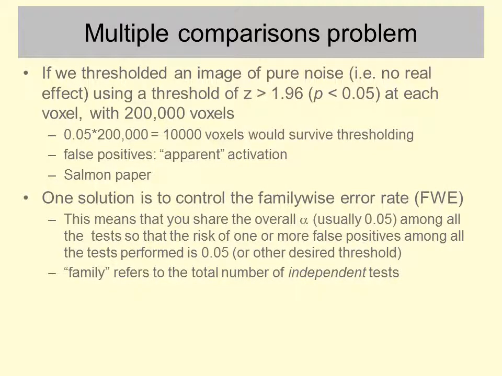Now, one solution that you might be familiar with from your behavioural data analysis with SPSS is to control the family-wise error rate, where family equals the number of tests being performed. Given that what you want to do is to control alpha, and maintain alpha perhaps at 0.05 across all the family of tests that you're performing, that's one way of controlling your false positive rate.